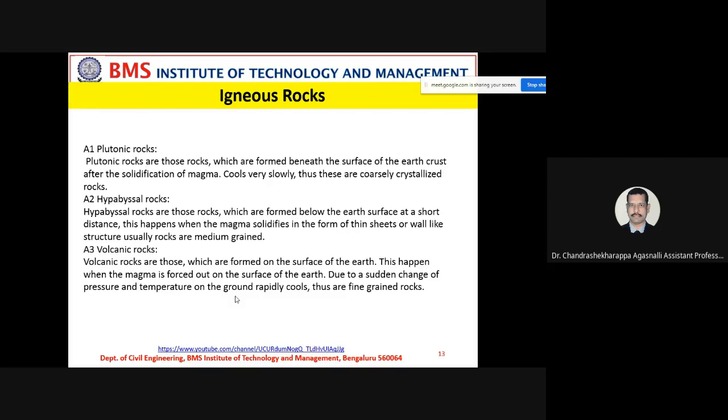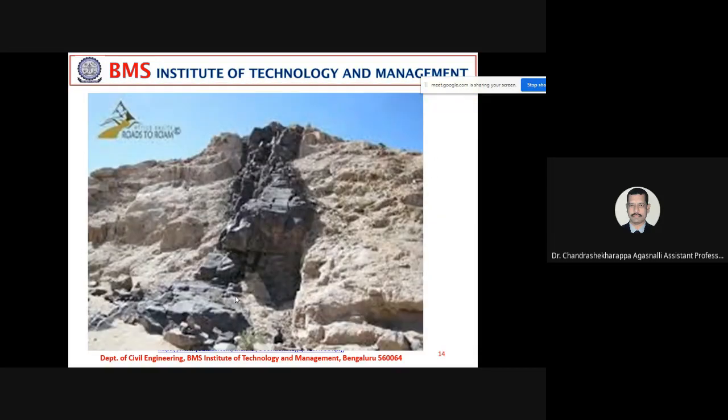See here, due to a sudden change of pressure and temperature when it is exposed to the surface, there will be sudden changes in the temperature and pressure on the ground. So it rapidly starts cooling, and that's why fine-grained rocks will form. Okay, that's volcanic, and this is how the dikes will form. Now the black color is the dike, and surrounding that, this may be the highly weathered granite.